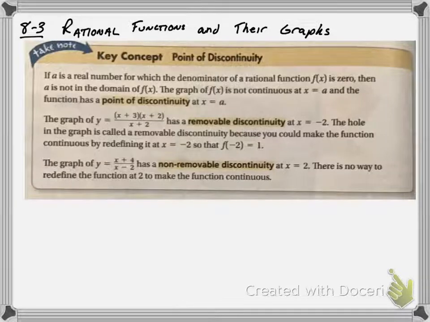A3 is about rational functions and their graphs, and there are a lot of intricacies to these graphs that you need to look for. The first is a point of discontinuity. That's where the graph breaks.